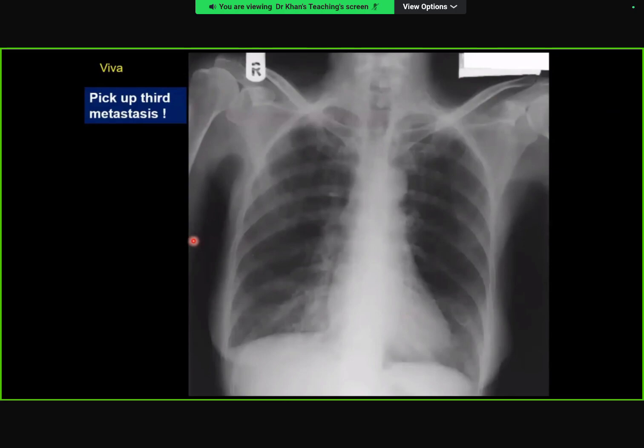Actually, this is not the last case. So in this case, there are metastases. Now, all of you concentrate on this. And there are 3 metastases. Okay, so there's one in the posterior left rib. This is one. This is second.